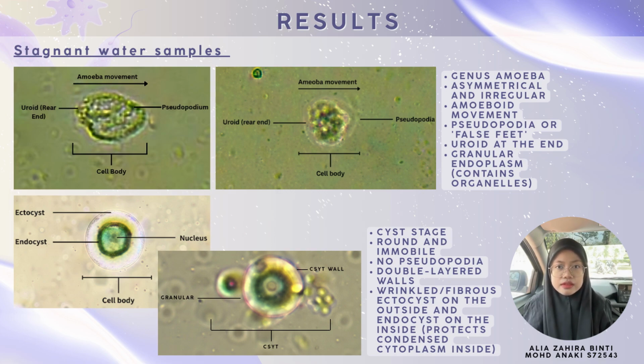Unlike the active cell, the cysts are round and immobile with no pseudopodia. In our lab samples, we identified Acanthamoeba cysts. They have double-layer walls, a wrinkled fibrous ectocyst on the outside and an endocyst on the inside. This structure protects the condensed cytoplasm inside.